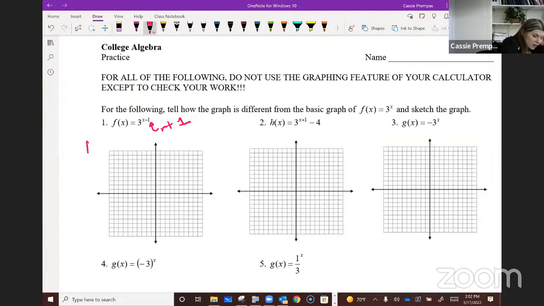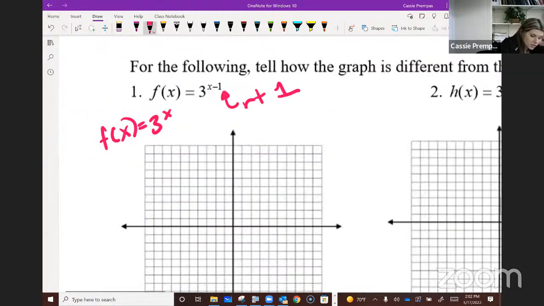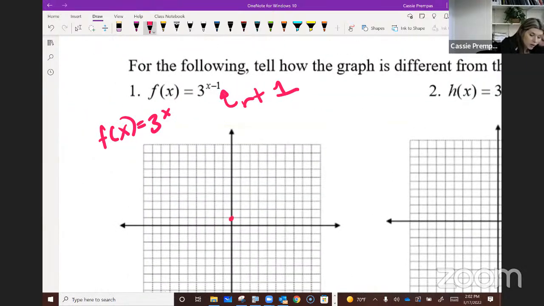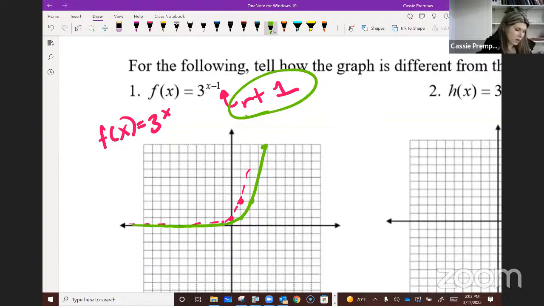What's your parent graph? F of x equals 3 to the x is your parent graph. So what points are those going to have? 0, 1 is always a point. But now if I plug in 1 for x, I'll get 3 out. And if I plug in -1, I'll get 1/3. So this is my parent graph. And then how is it going to move? Right 1. So I'm going to take 0, 1, move it to the right 1, 1, 3, move it to 2, 3, take -1, 1/3, and move it to 0, 1/3, and all those other points are shifted as well.